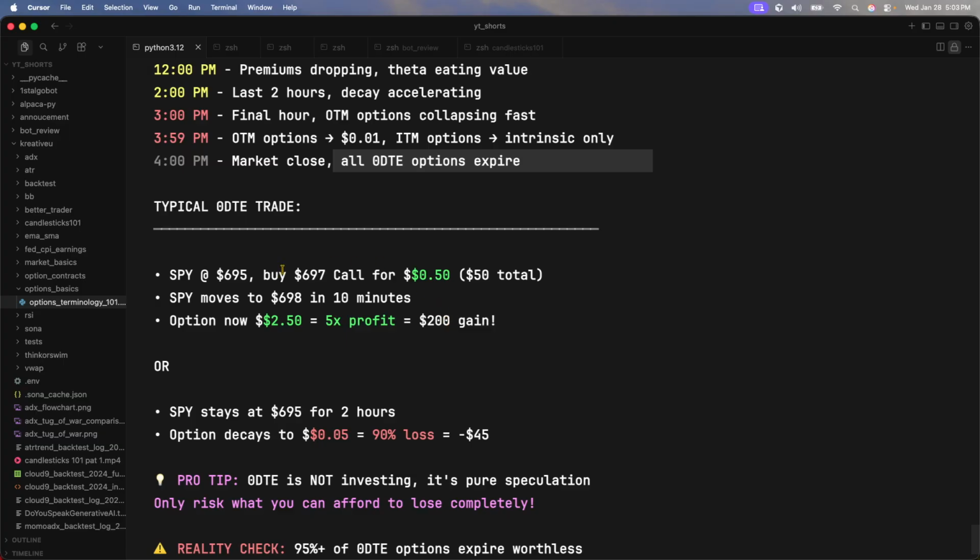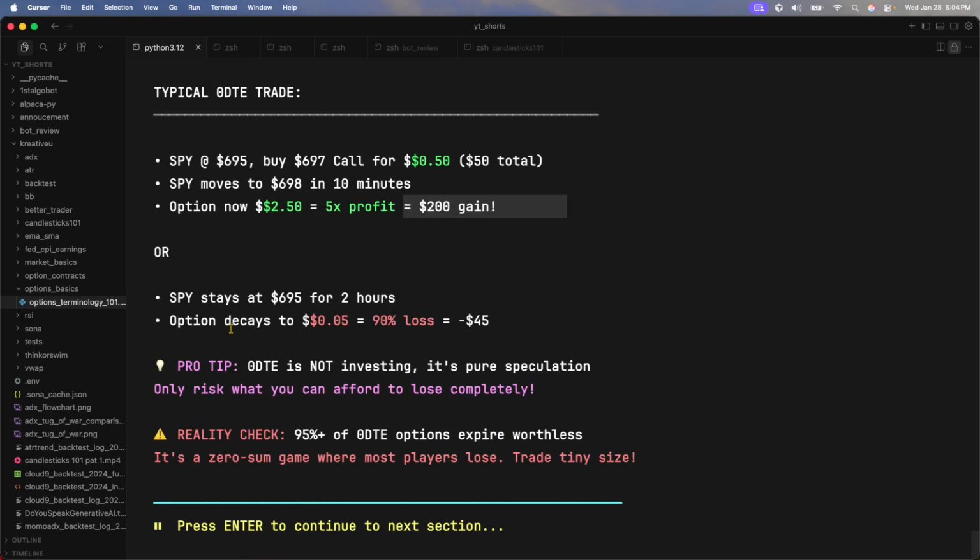A typical trade. So at 695, we buy SPY at 695. We bought a 697 call for $50. The market moves to 698. The option is now worth $250. That's a $200 gain. Or SPY stays at 695 for 2 hours. The option decays to 0.05, a 90% loss, and that's $45.